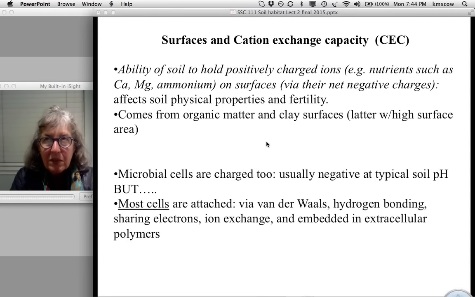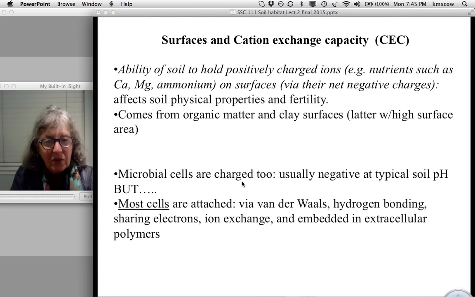So would you expect sandy soil to have high cation exchange capacity? That's right, you would not. There's not much surface area there, and there's not much capacity to hang on to nutrients. And in addition, sand has not gone through this weathering process and this chemical transformation that creates this net negative charge and ability to hold on to cations.